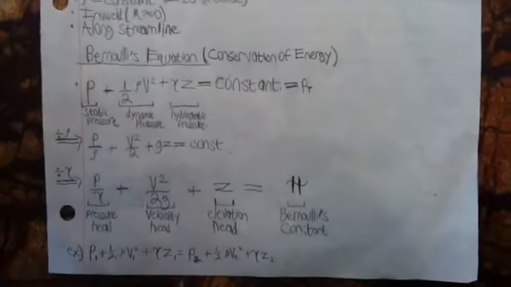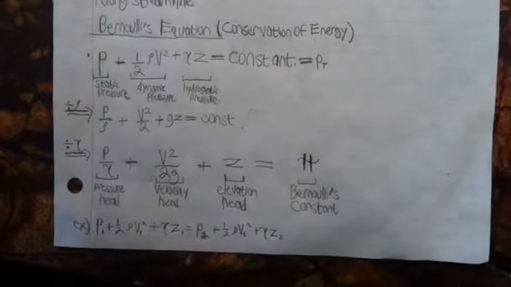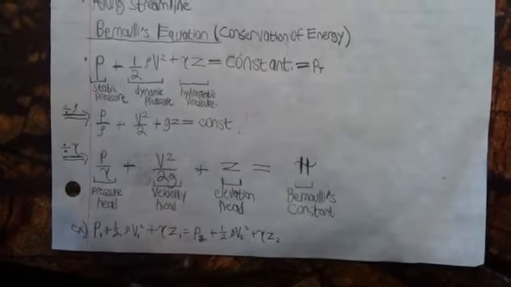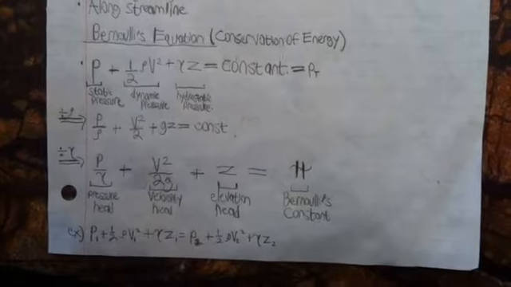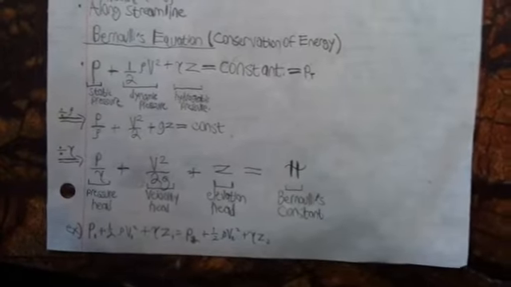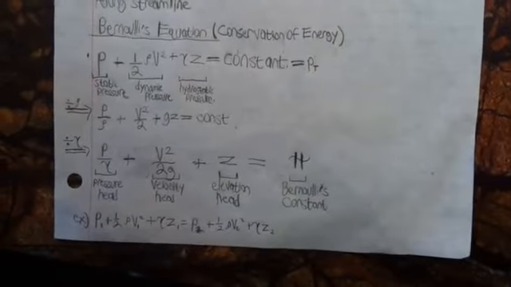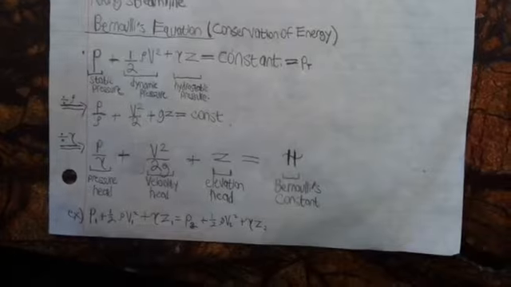Now, going into Bernoulli's equation, it's a conservation of energy equation, and here it is. We have P plus 1/2 rho V squared plus gamma Z equals constant, which equals the total pressure. So the total pressure is constant throughout the streamline. Now, let me go ahead and talk about each of these terms.